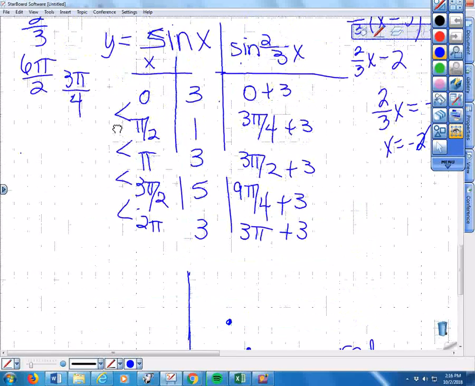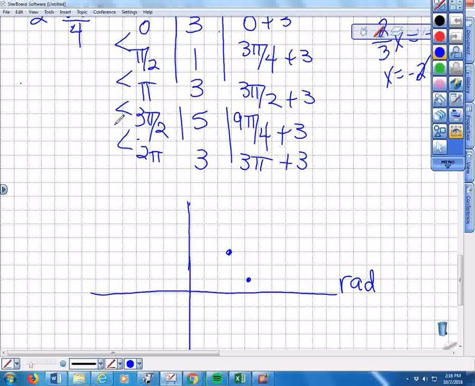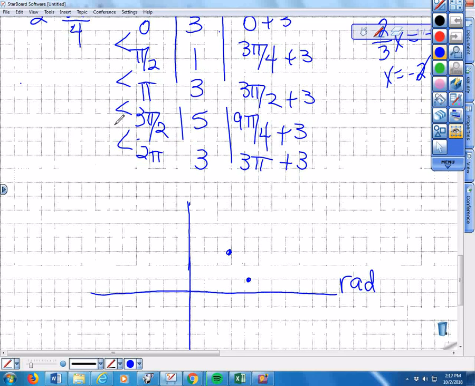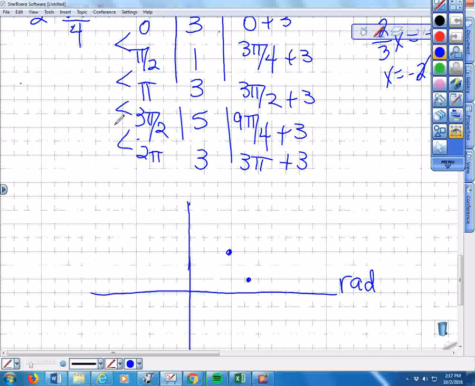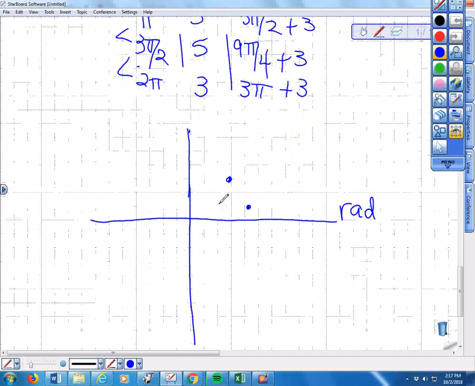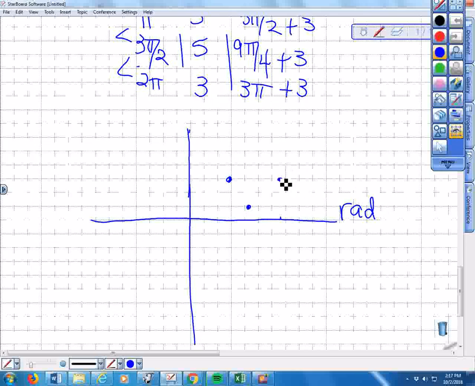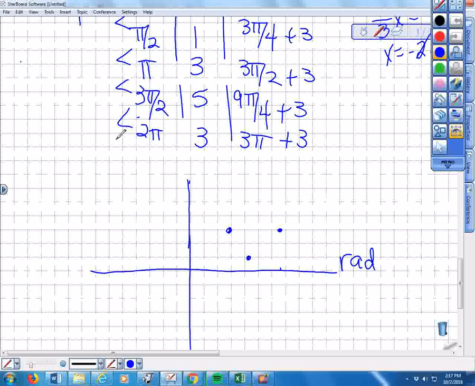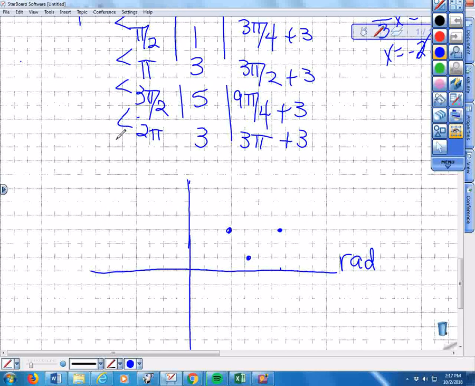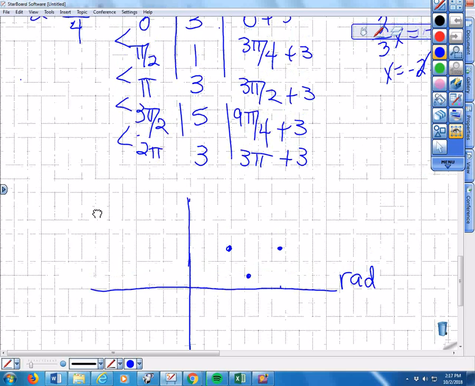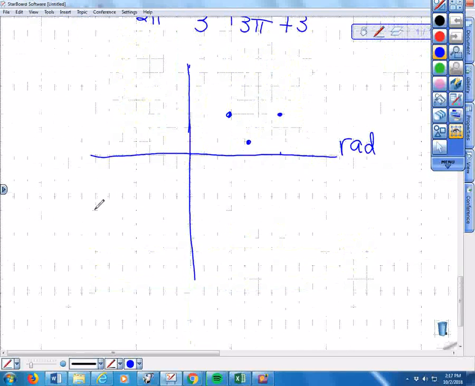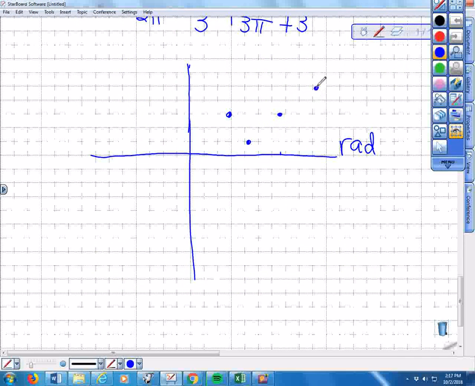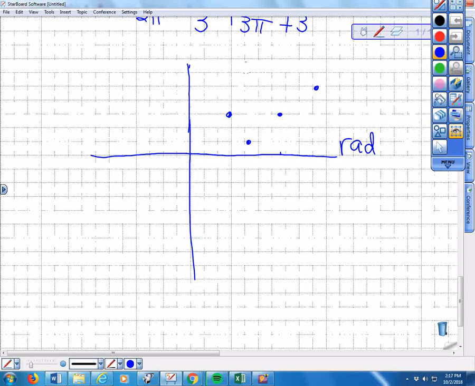My next point then is back to 3, and 3 pi over 2 plus 3 is 7.7, and I'm back to 3. And then I go 9 pi over 4 plus 3, which is about 10.1, and I'm back to 5. 8, 9, 10, back to 5, and then I'm going to come back to 3 somewhere, well, 3 pi plus 3.